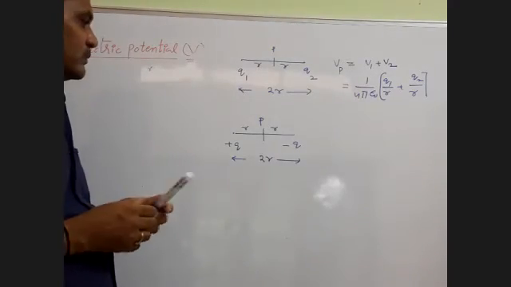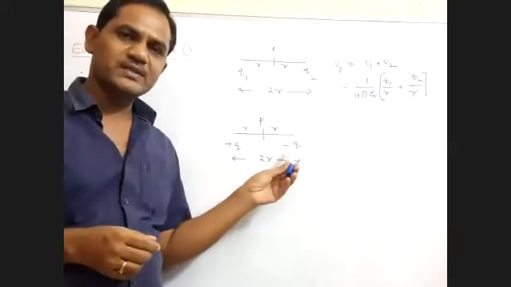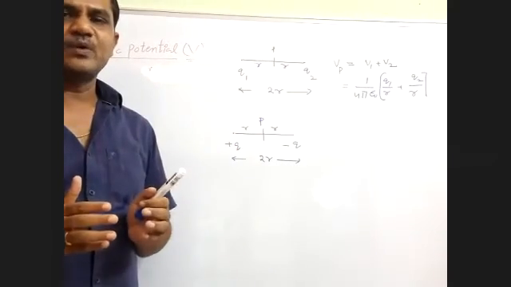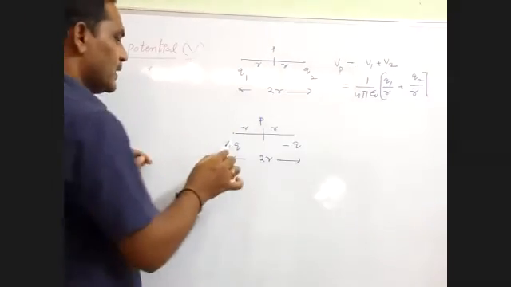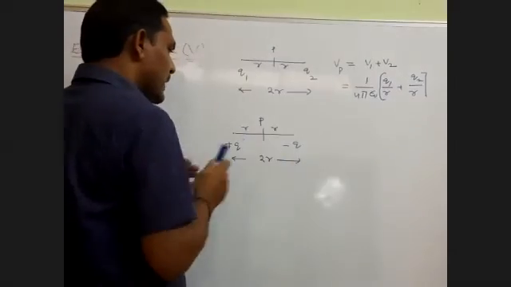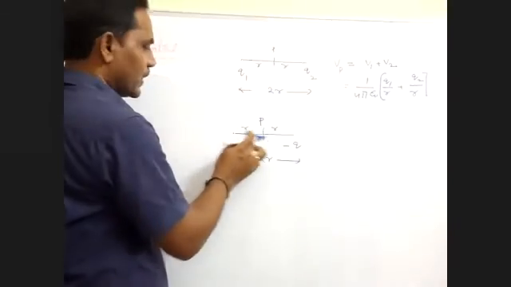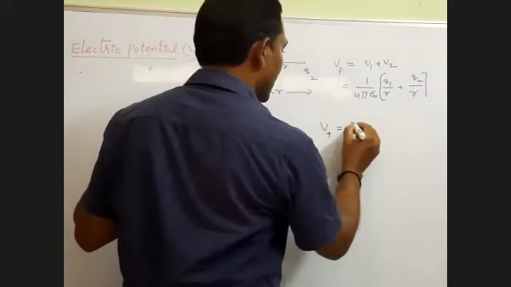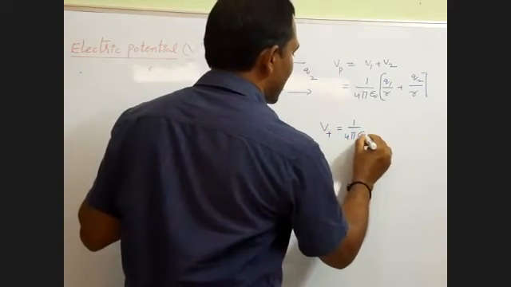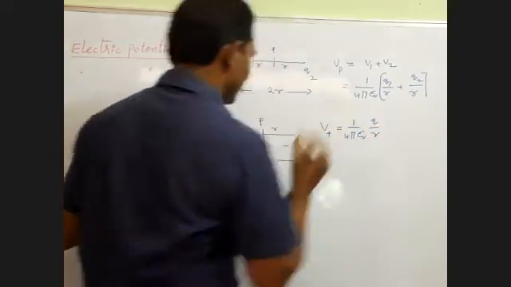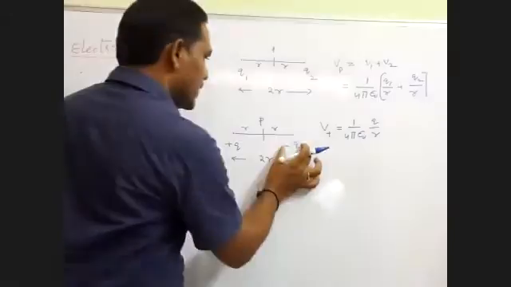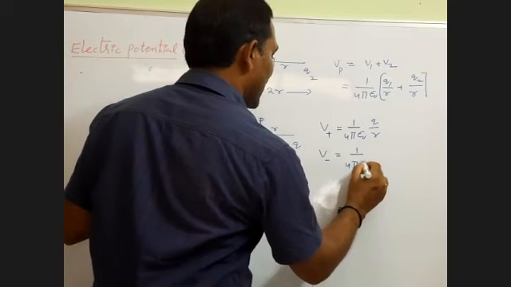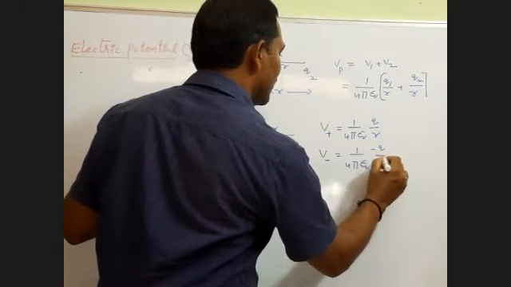This is an electric dipole. What is an electric dipole? The combination of two equal and opposite charges which are separated by some distance is said to be an electric dipole. I explained that in the previous class. So what is the net potential exactly at the midpoint? Due to the plus Q, the potential V plus is 1 by 4 pi epsilon naught Q by r. Due to the minus Q charge, the potential V minus is 1 by 4 pi epsilon naught minus Q by r.